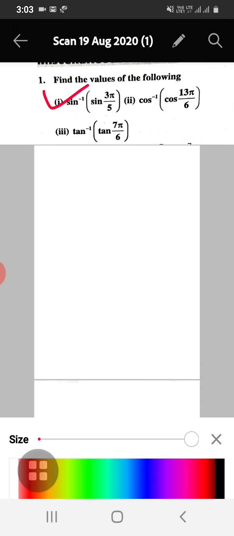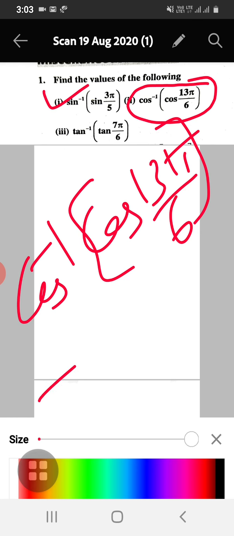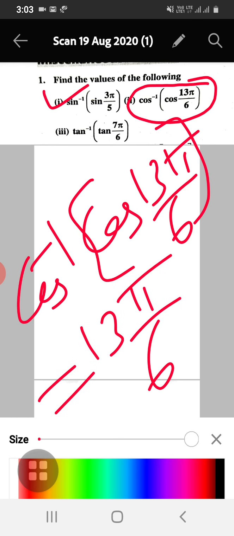See here, sine inverse of sine 3 pi. Okay, once this has been asked, so here cos inverse of cos. See here, cos inverse of cos of 13 pi by 6 is given. So we cannot write this as 13 pi by 6. This is wrong. Okay, why?